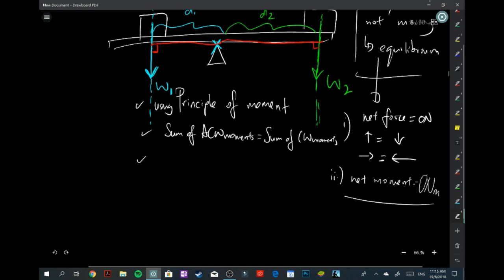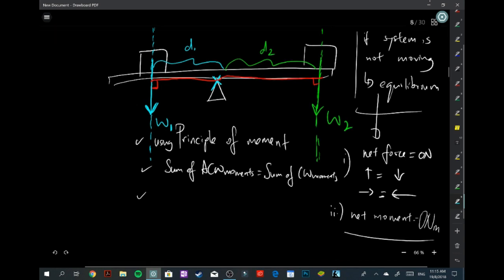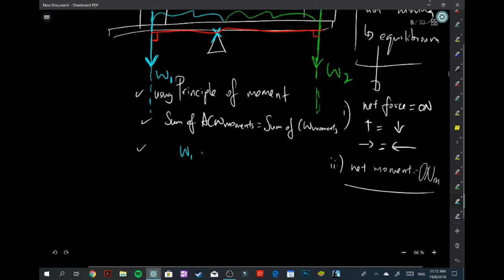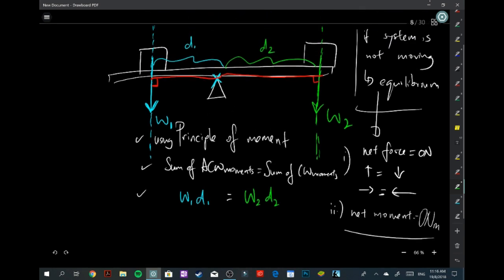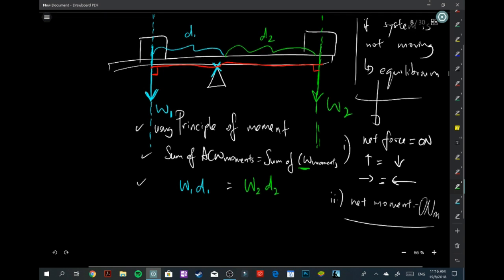Now first, before you write W1 times D1 equals to W2 times D2, maybe you want to write like this. Now we need to verify if it's correct, because since you write clockwise, is this really clockwise? So we need to check.